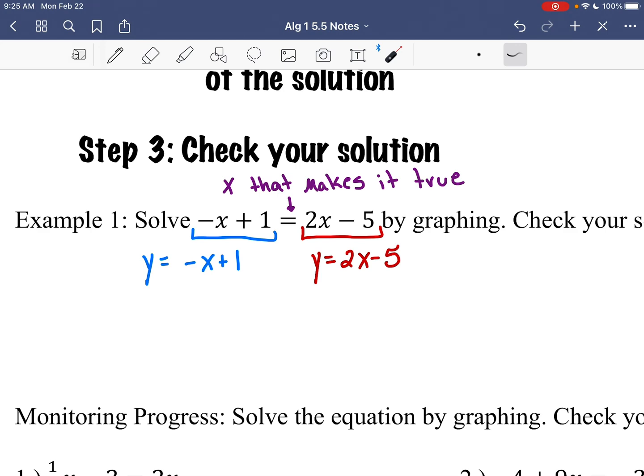Okay, the only difference from our previous work is that my solution here is not an ordered pair. I'm just looking for the x, so it's not an ordered pair here.